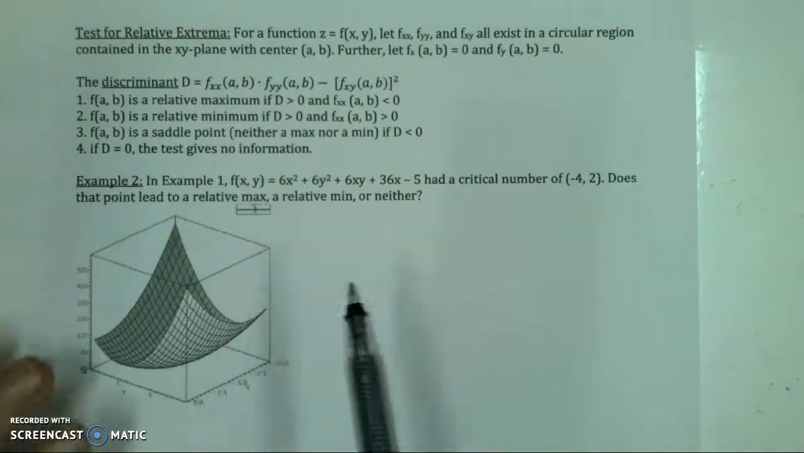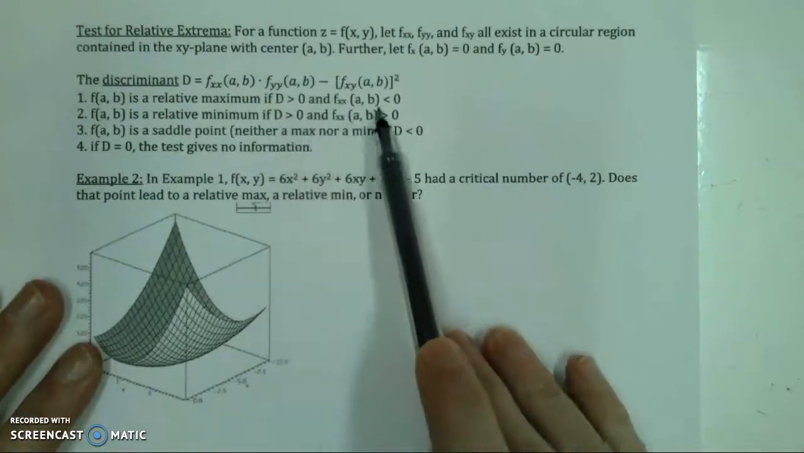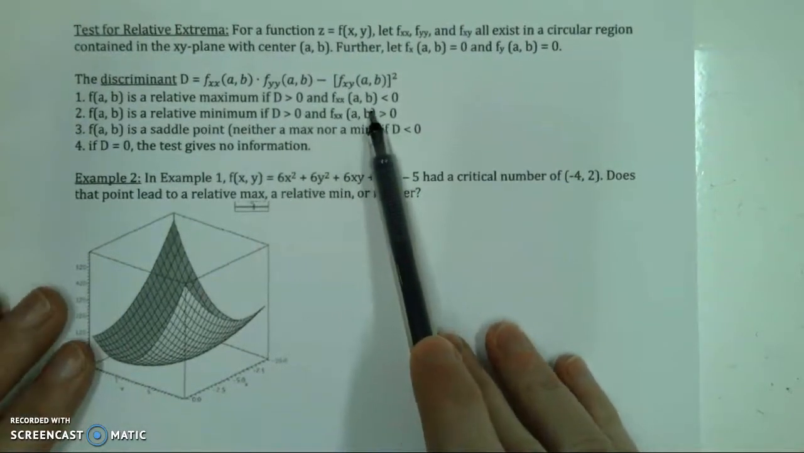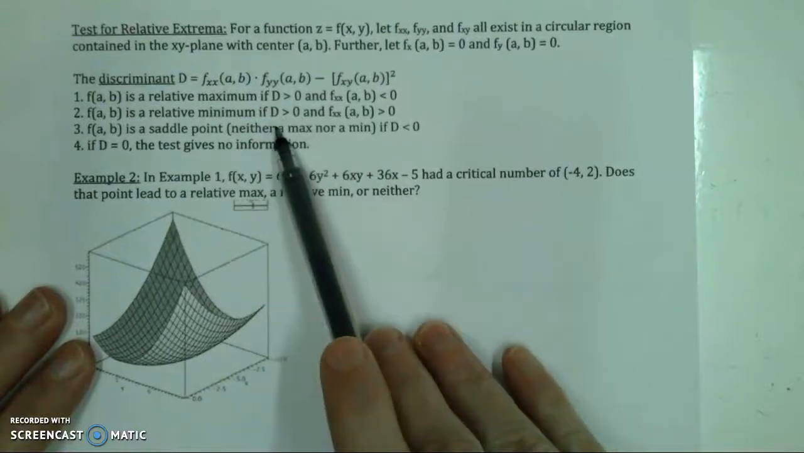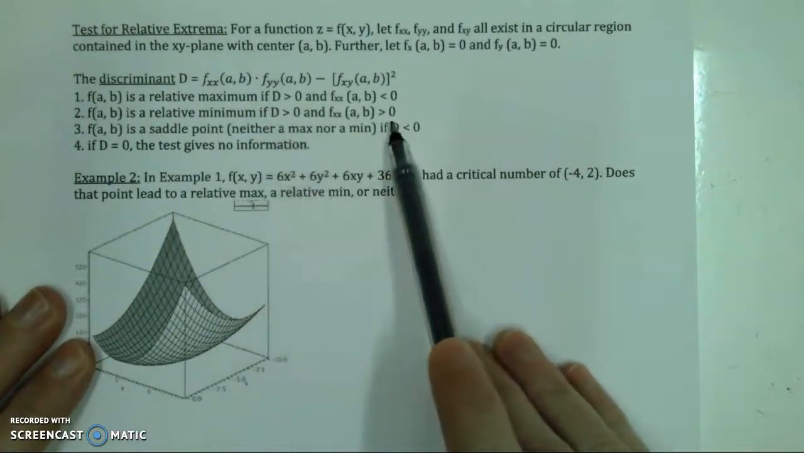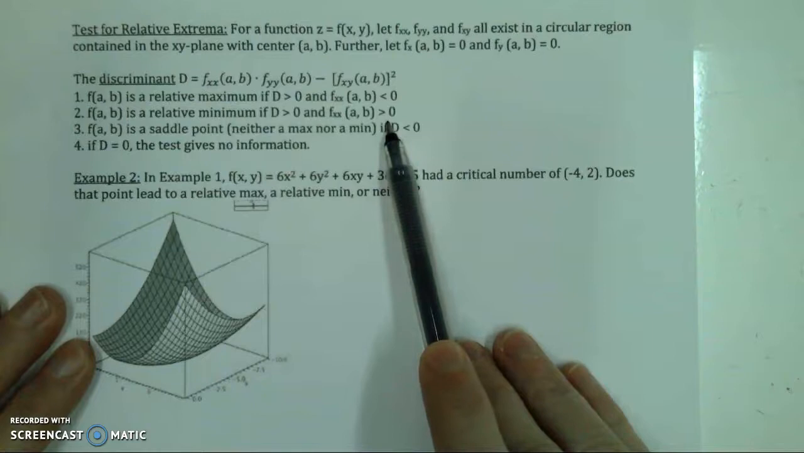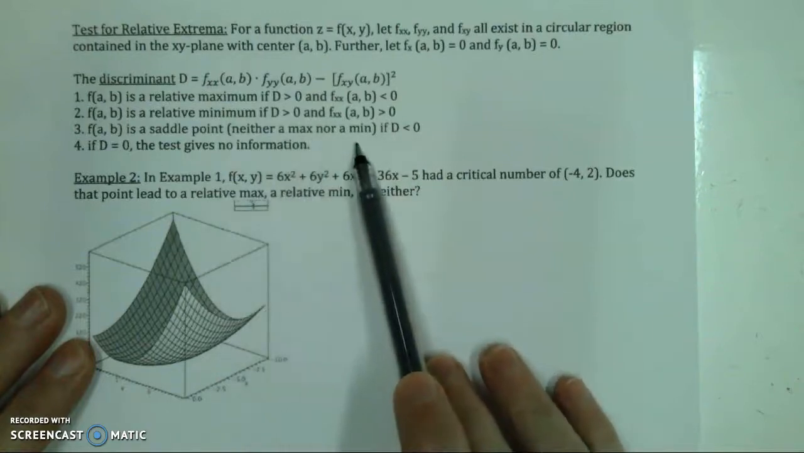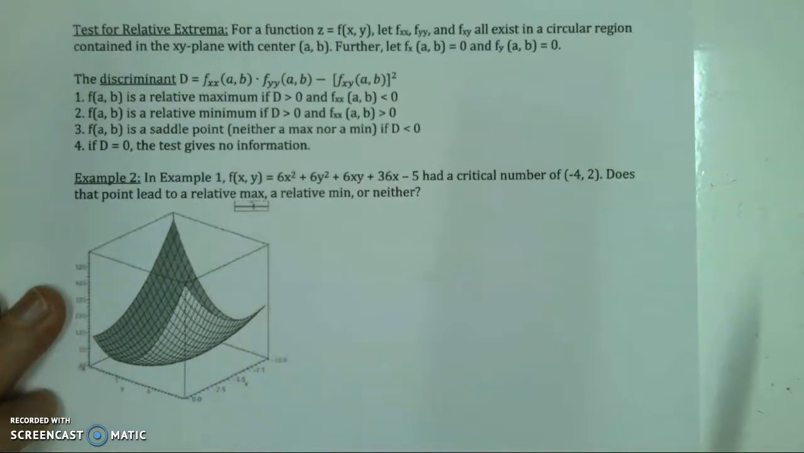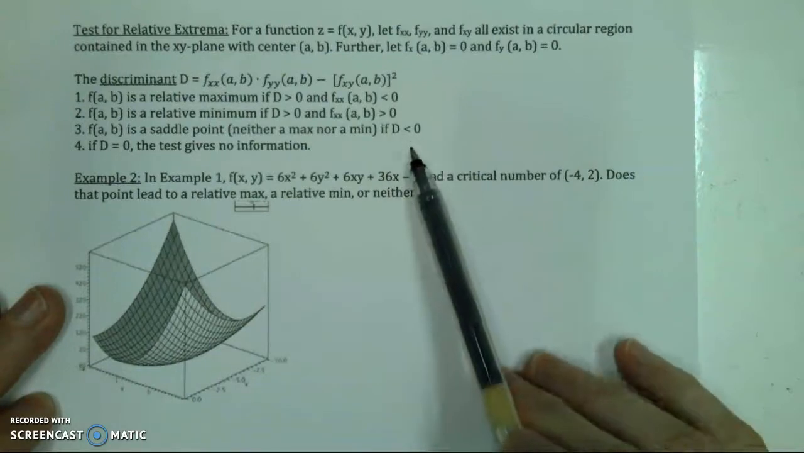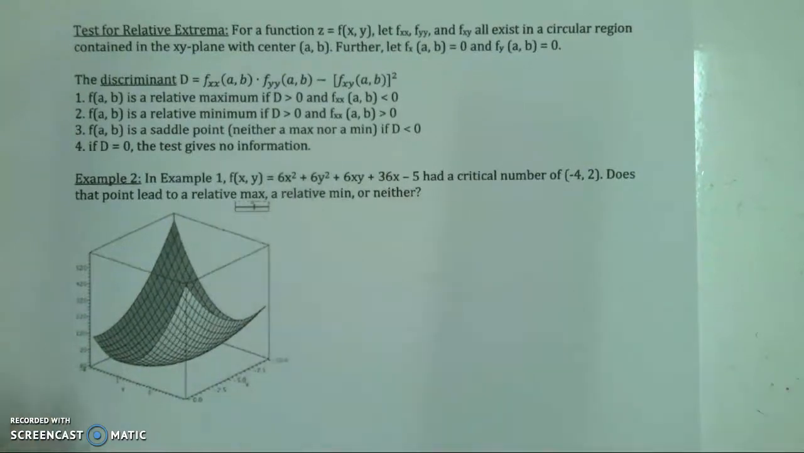We will have a maximum if D is positive and fxx is negative. We will have a minimum if D is still positive, but now my fxx is positive. We will have a saddle point, which is something special that we've not really seen before, if D is negative. There is a fourth case there, but we are generally not going to see that case for this particular class.